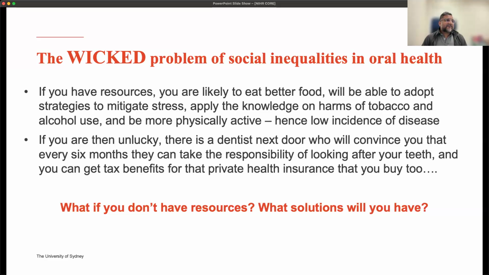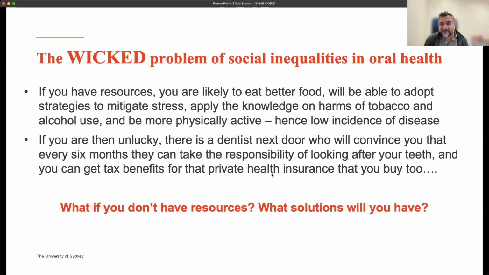I think this audience knows it very well, but it's still very important to highlight what we are dealing with, which is the wicked problem of social inequalities in oral health. It's a persistent problem, right? If you have resources, if you are wealthy enough, you're likely to eat better food, will be able to adopt strategies to mitigate stress, apply the knowledge on harms of tobacco and alcohol use, be more physically active. You will have low incidence of disease to begin with. You already have an advantage.